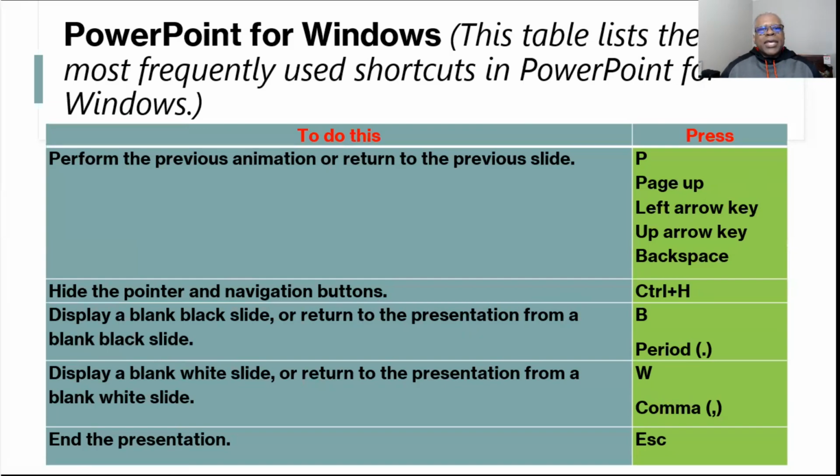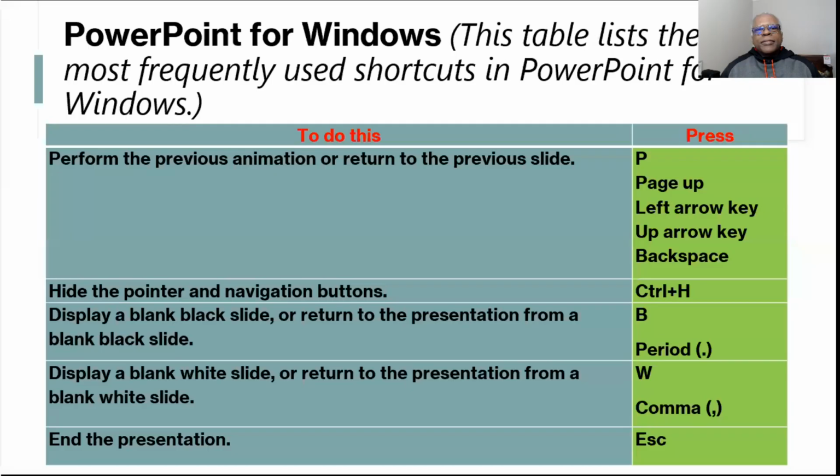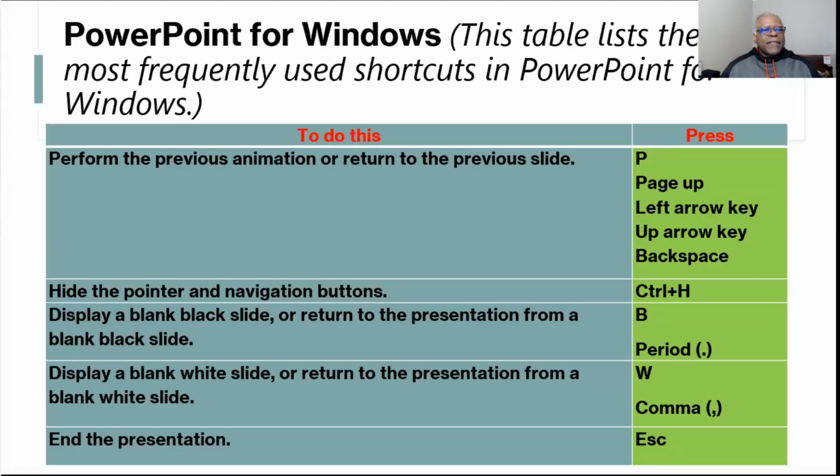Pressing the letter B will make the screen go black. That's to draw attention on the person presenting and away from PowerPoint. Press B again, it returns. Same way with the letter W, turns the screen white, and press it again and it will return. And escape, as you know, will end slideshow view.